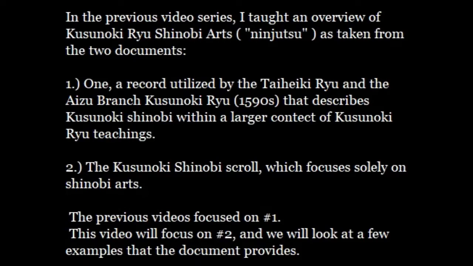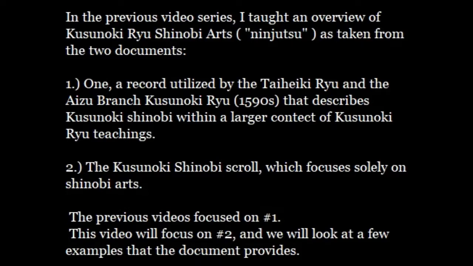In a previous video series, I taught an overview of the Kusunoki Ryu Shinobi Arts, aka Kusunoki Ryu ninjutsu. For that series, I based it mostly on two specific documents, and I focused mostly on the older documents. The first one is a record utilized by the Taiheki Ryu and the Aizu branch Kusunoki Ryu from the 1590s. This document was probably also utilized by the Nanki Ryu as well, but specifically we can definitely link it to Taiheki Ryu and the Aizu Kusunoki Ryu.